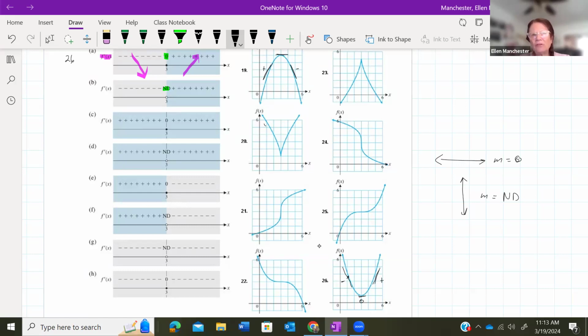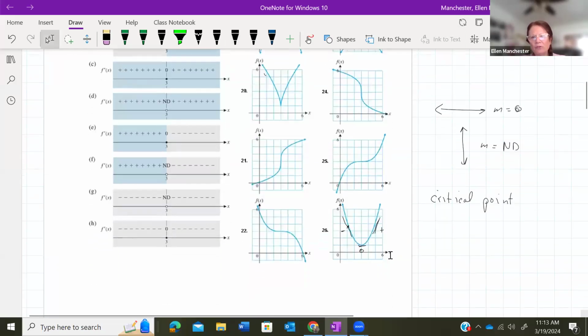Now, if you notice, all of these test charts have 3 on their test chart. These 3s are what's called a critical point. Okay, so if you look at graph number 26, this critical point right here is 3. What happens when it hits that 3? Well, this is that critical point where it changes, right?